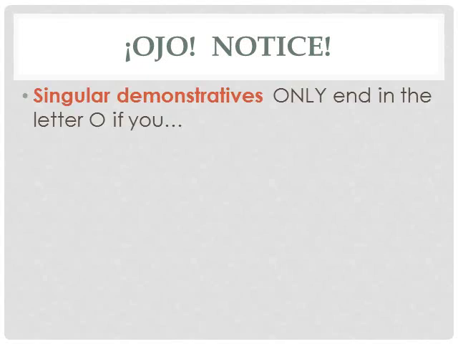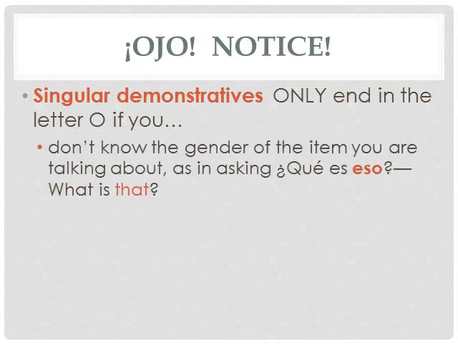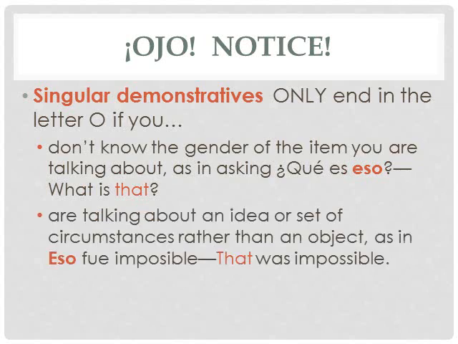Ojo, so be careful. Singular demonstratives will only end in the letter O if you don't know the gender of the item you are talking about, as in asking, ¿qué es eso? So, what is that? Or if you are talking about an idea or set of circumstances rather than an object, as in, eso fue imposible. That was impossible. So these eso and esto are more abstract.